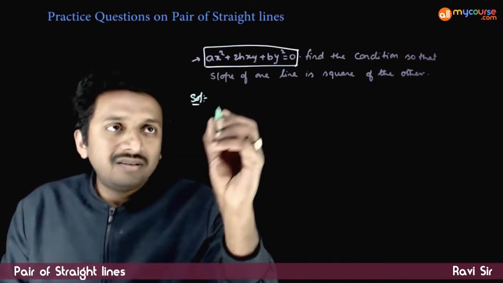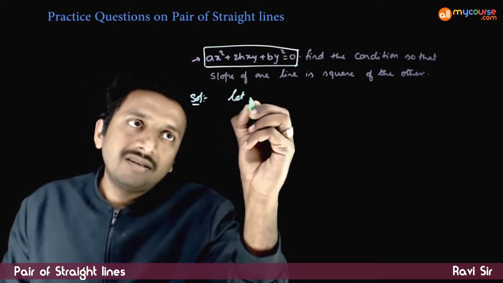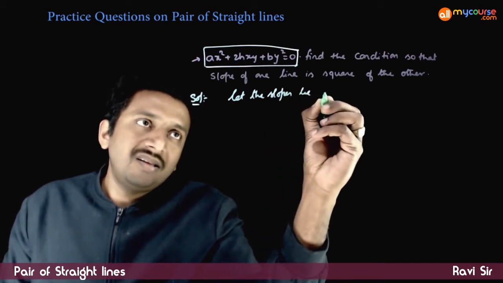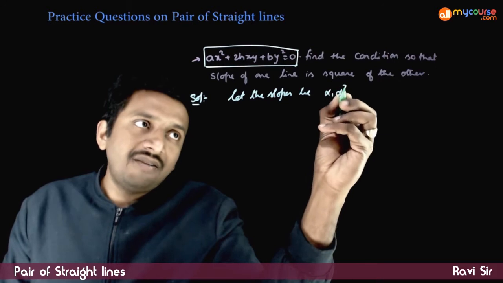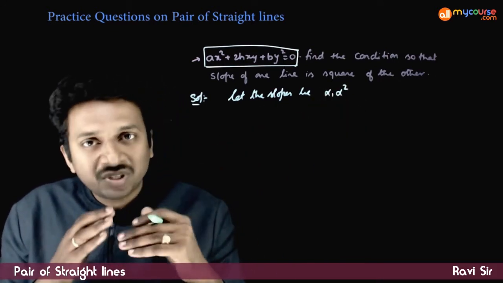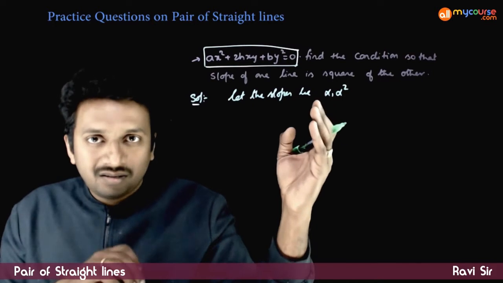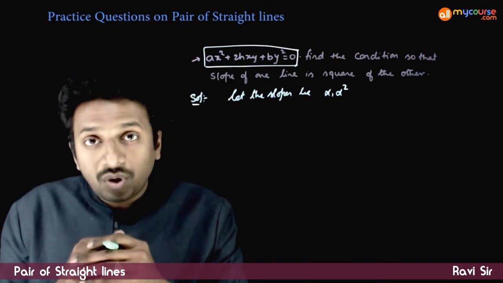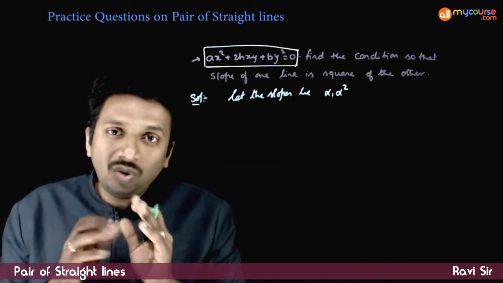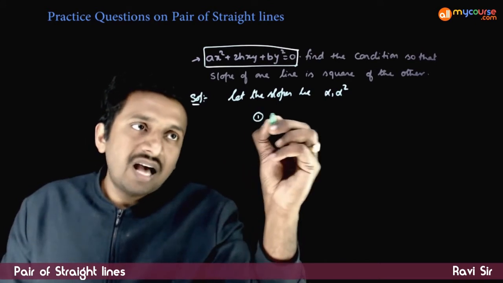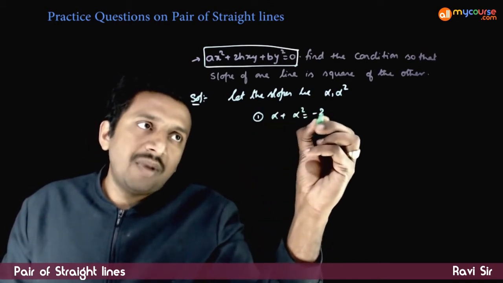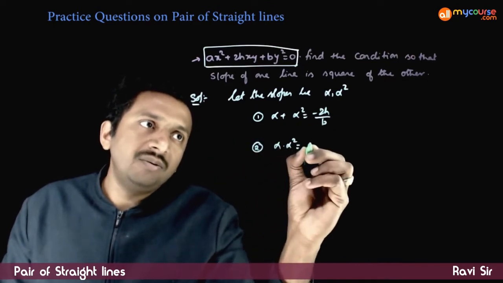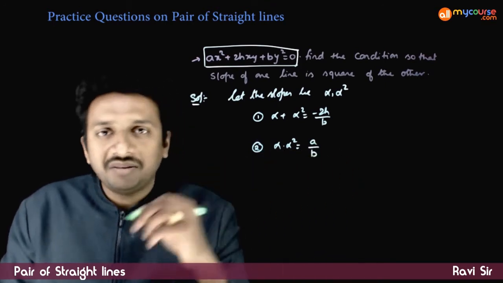So let the slopes be alpha comma alpha square. It's given that one slope is the square of the other. So if one slope is alpha, the other slope has to be alpha square. And what do we know about alpha and alpha square? We know two things. First, alpha plus alpha square is equal to minus 2h by b. The second is alpha into alpha square is equal to a by b.